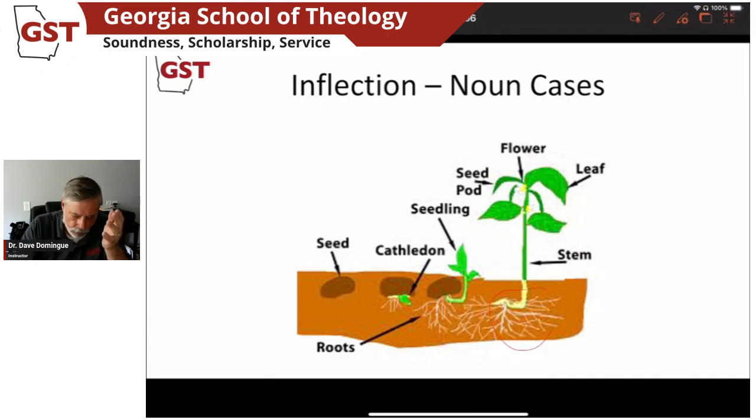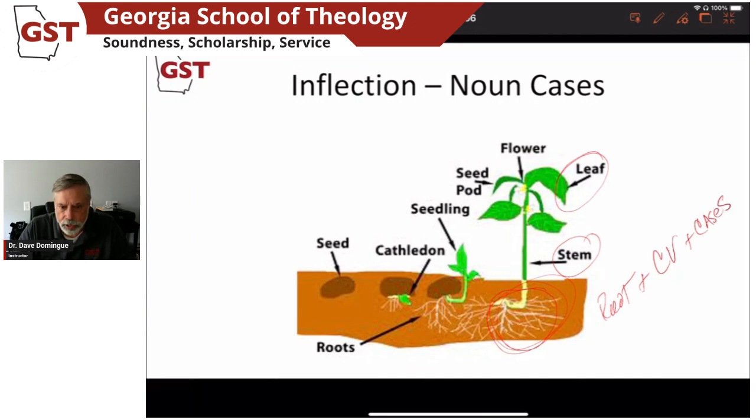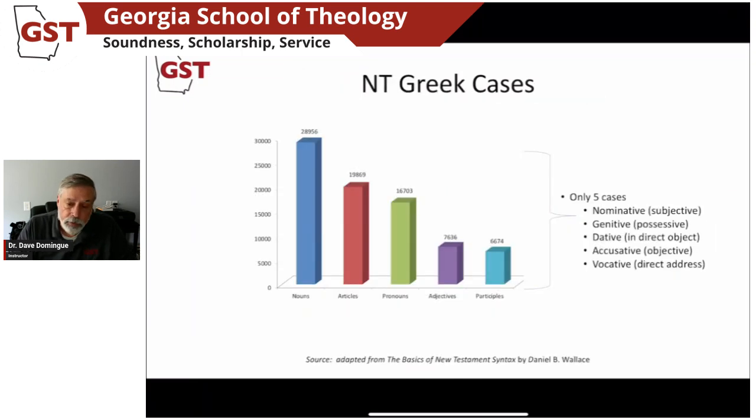So we have here the root, R-O-O-T, and its stem generally is the root plus a connecting vowel, we'll just say CV for connecting vowel, plus these leaves or flowers, whatever you want to look at, and these become the cases, right? In English there is the subjective case, the objective case, and the possessive case. In Greek, there are really 5 cases. There's the nominative case, the genitive case, the dative case, the accusative case, and the vocative.